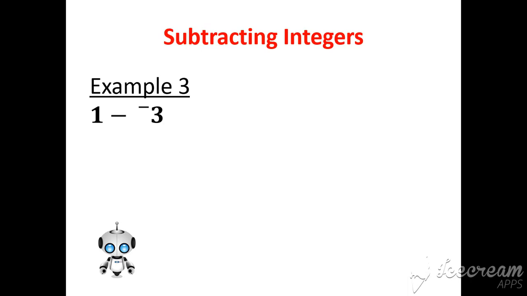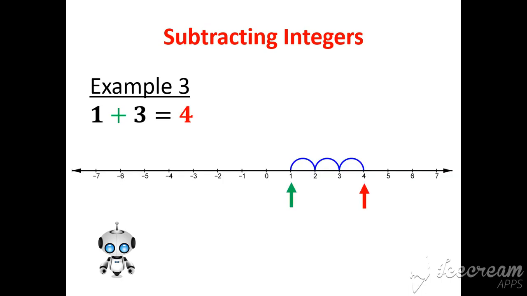Now what's going on with the subtract negative? Subtract negative suddenly looks like it just becomes a plus. We could replace a subtract a negative with a plus and just go 1 plus 3. 1 plus 3 is 4 or +4.